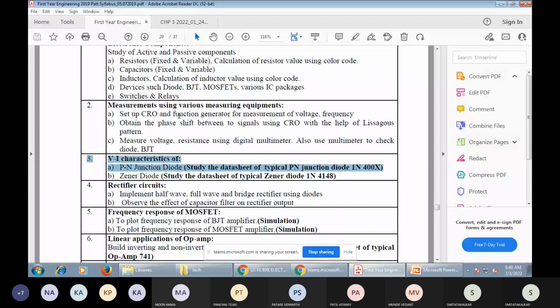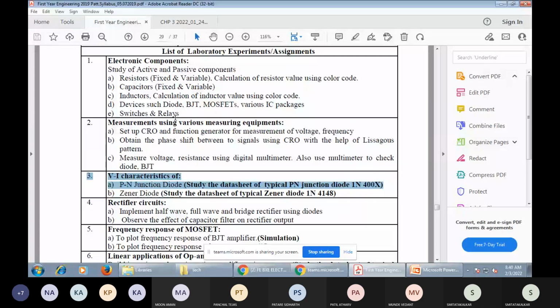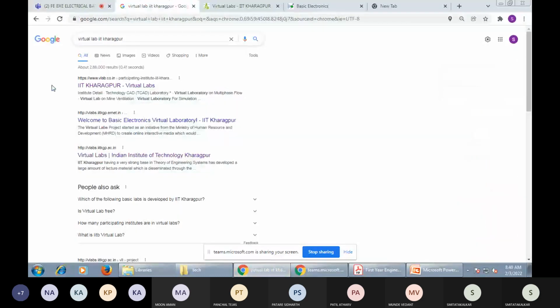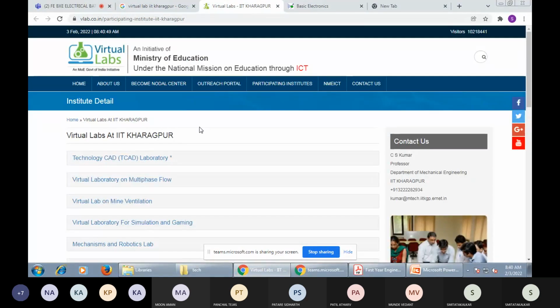This is open source. Go through the virtual laboratory. Here you can register on Virtual Lab IIT Kharagpur. Open a new tab, and open Virtual Lab IIT Kharagpur.